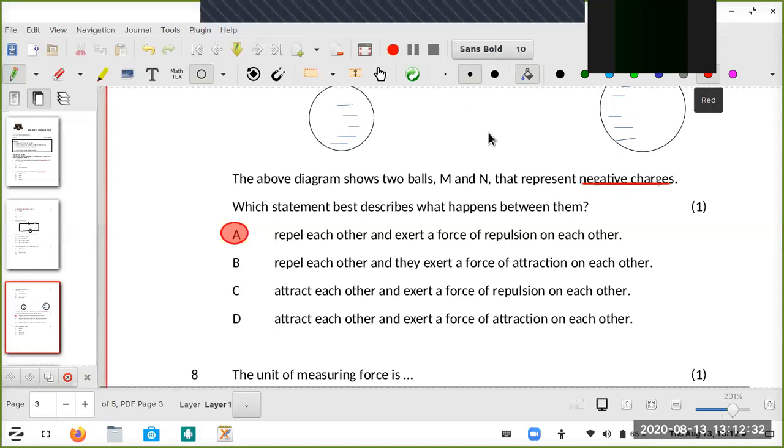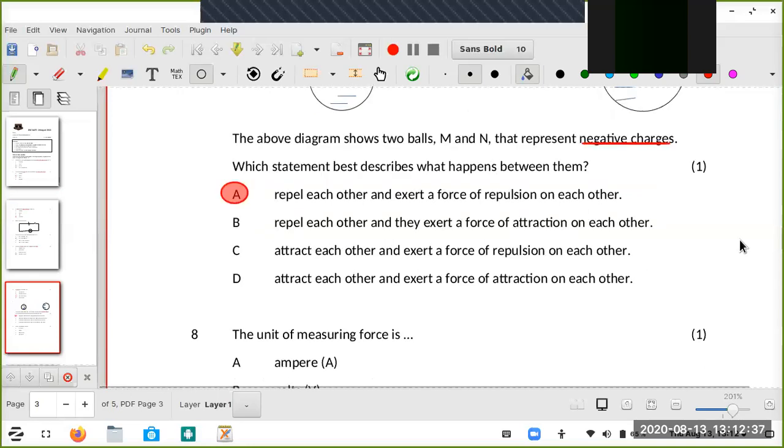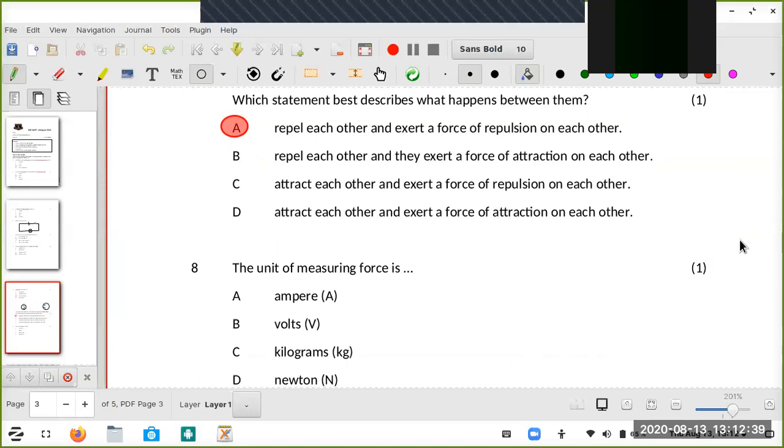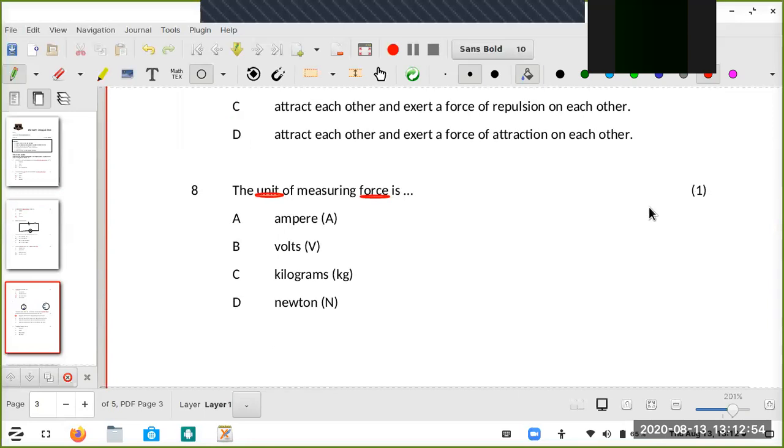Then we move on to the next question, question 8. The unit of force, what is the unit of force? Ampere, this is for current. The charges that are passing a point in a given second, that's ampere, which is current.